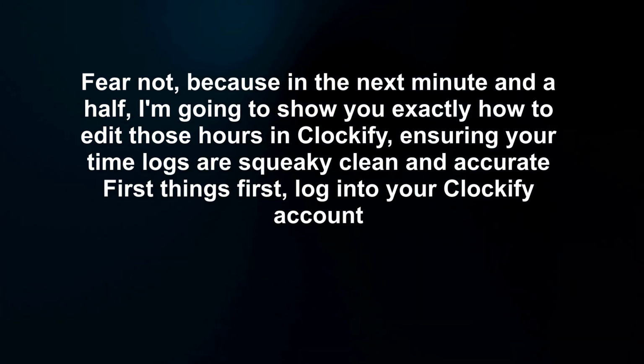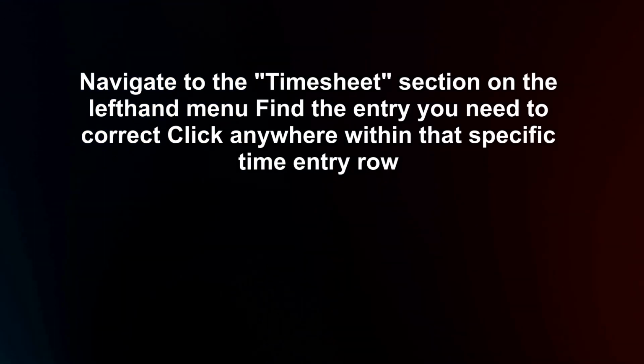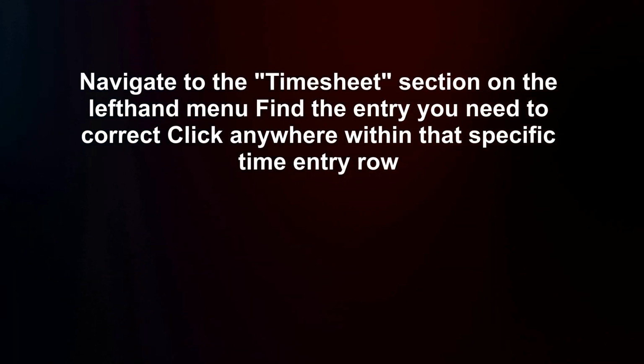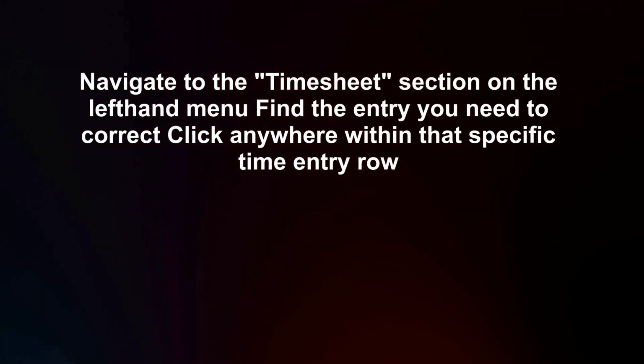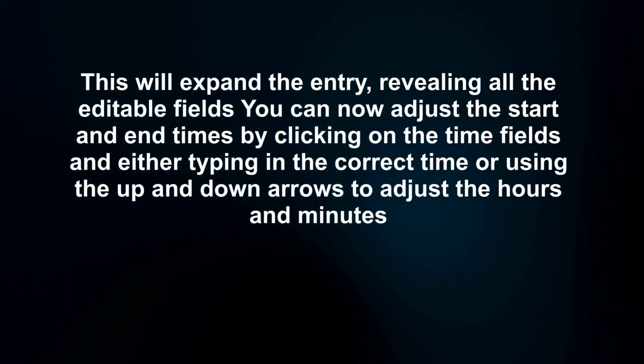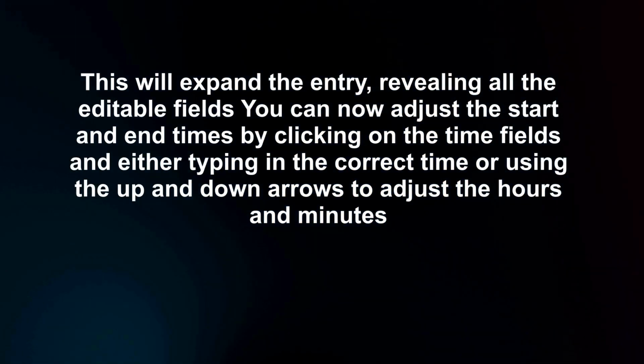First things first, log into your Clockify account. Navigate to the timesheet section. On the left-hand menu, find the entry you need to correct. Click anywhere within that specific time entry row. This will expand the entry, revealing all the editable fields.